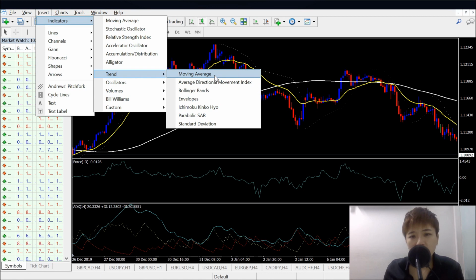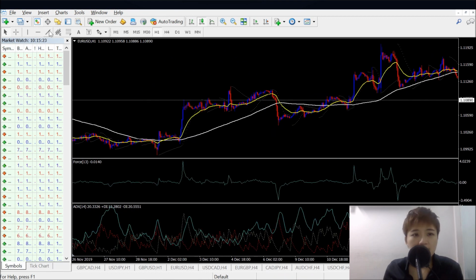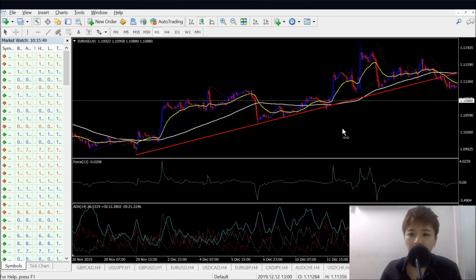Of course, the more common ones are moving average, ADX, and parabolic SAR, and of course another one is trend lines, which is a very important tool you should use. You can choose not to use force index, ADX, or parabolic SAR, but trend line is a very important skill you must learn, especially if you're a beginner.